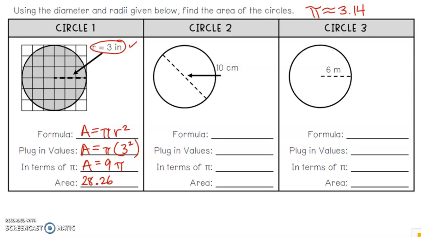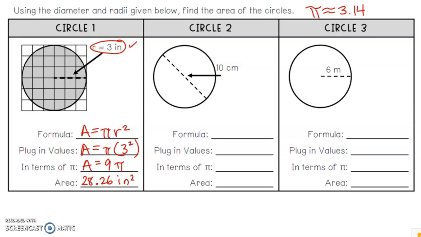28.26. And then the unit is inches. And since this is area, it's square inches. We do that with a little exponent there. So that's how you do area. Write what the formula is, then plug in what you know, solve for what you don't.